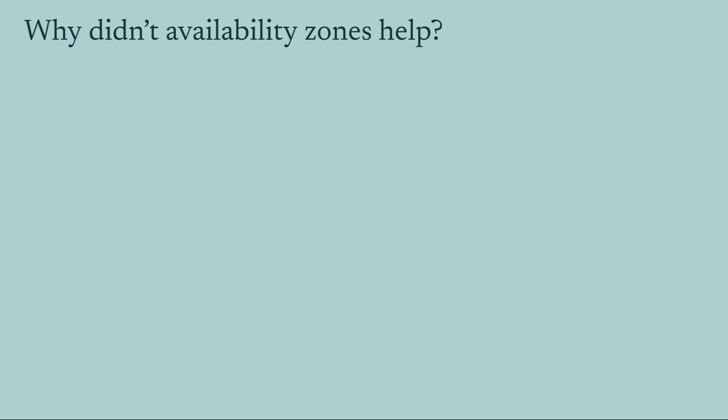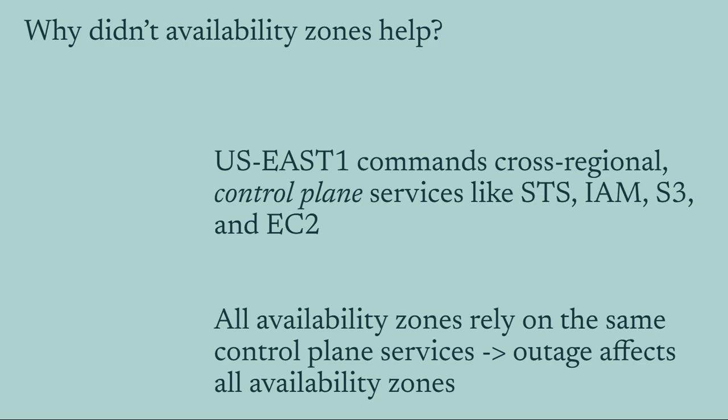Now, I mentioned earlier that the US East 1 region has 3 availability zones, specifically designed to preserve availability across the region. Why didn't these zones alleviate the issue? The answer lies in the fact that it was the US East 1 region that was affected. This is the oldest and largest AWS region, and thus it controls several crucial cross-regional services like STS, Secure Token Service, IAM, Identity Access Management, S3, EC2, and more.